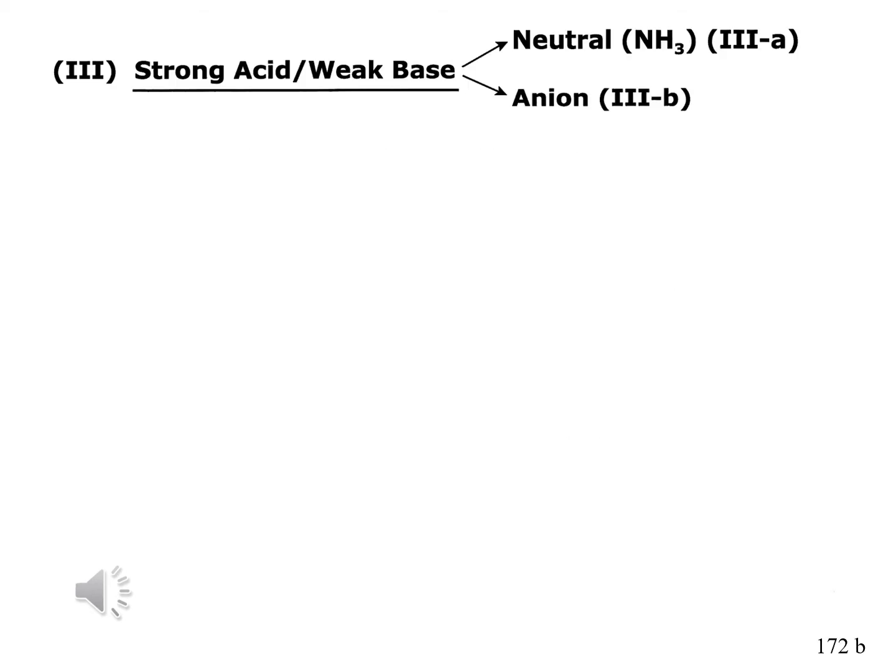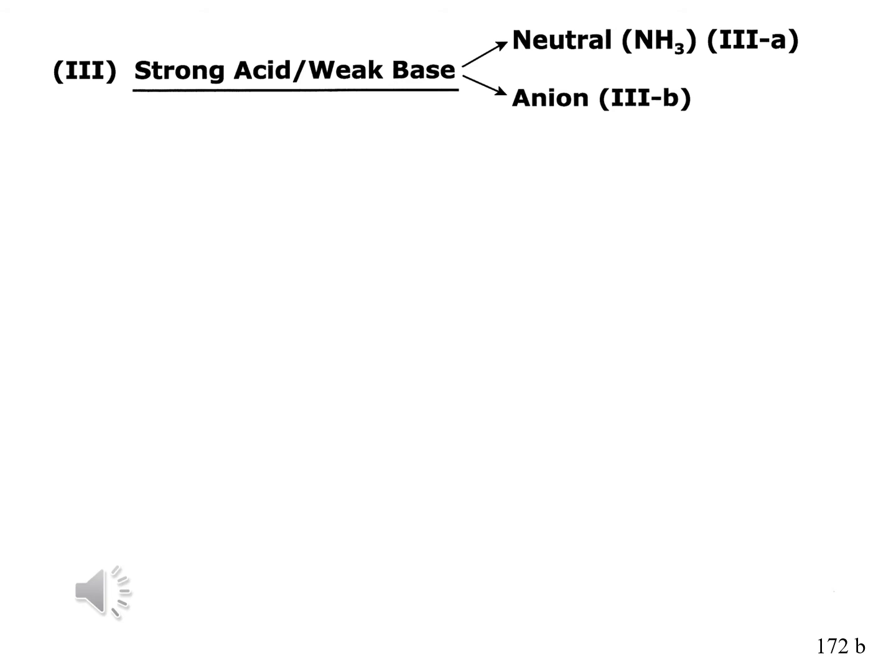Now we want to look at the type 3 neutralizations where you switch. You use a strong acid and a weak base, and I'm going to divide the two types of weak bases into neutral ones, which I'm going to call type 3A neutralization, and anions, which are type 3B.